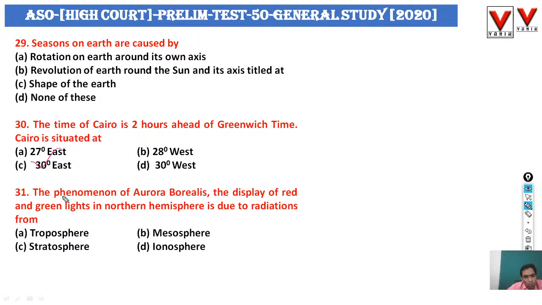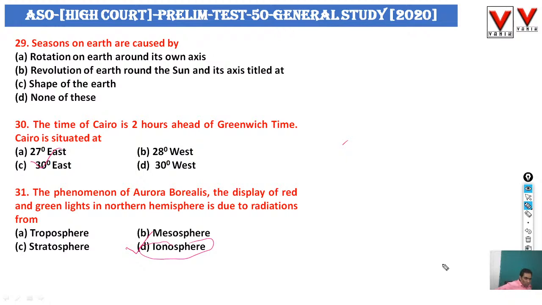Next question, that is 31. The phenomenon of aurora borealis, the display of red and green lights in the northern hemisphere, is due to radiation from the ionosphere. That means the ionically charged sphere is known as the ionosphere. Because of this there is aurora borealis, the display of green, blue and red light in the northern hemisphere. So the right answer is D, ionosphere.